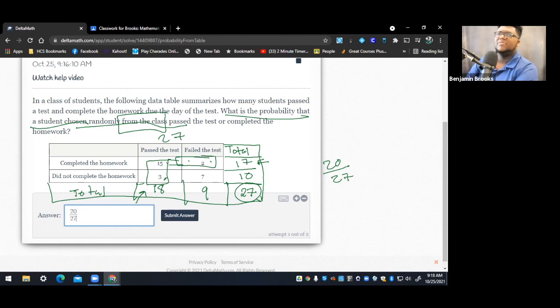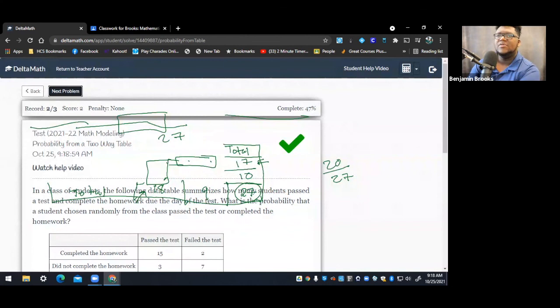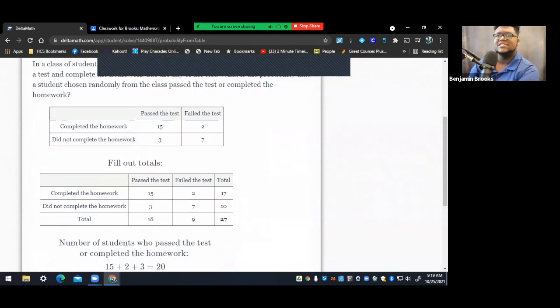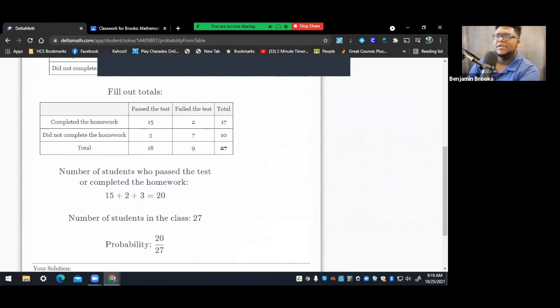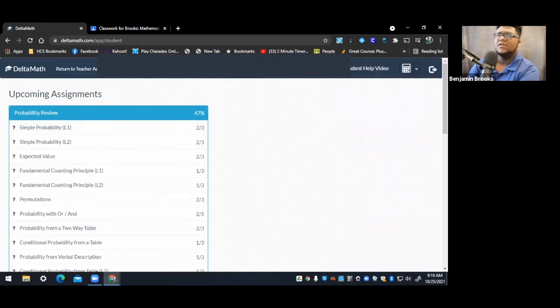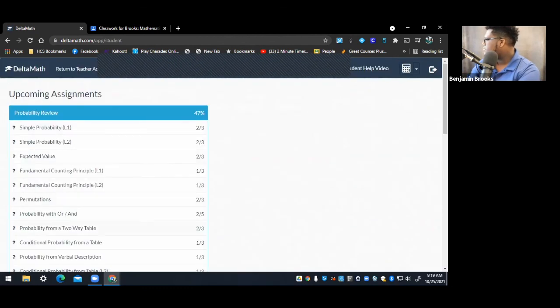The key with these problems, guys, is to pay very close attention to what question is actually being asked. And you can see they did literally what I just did, right? Found out the total was 27, and then just picked up those that had completed the homework or passed the test.